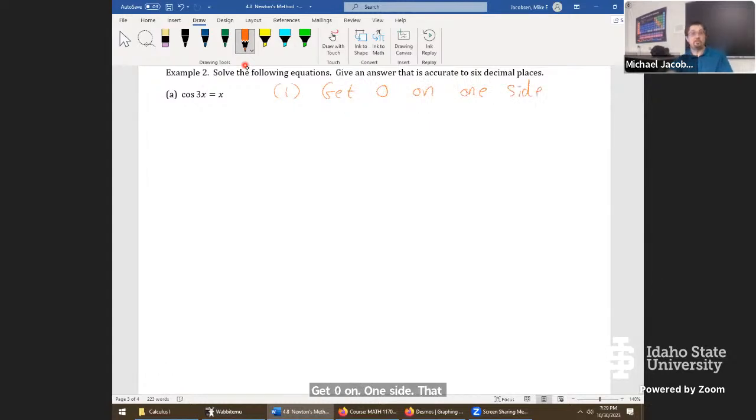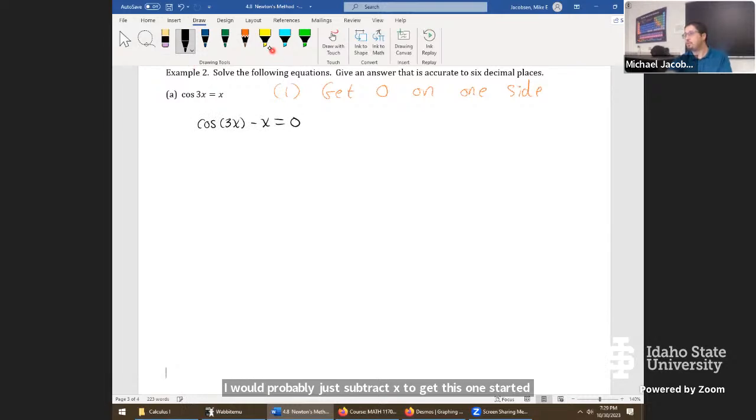That means there's really 2 ways to do this problem. Some people might subtract cosine 3x. Some people might subtract x. But your solutions will agree. So all roads lead to Rome on this. I would probably just subtract x to get this one started. So you have cosine of 3x minus x equals 0. That's still highlight worthy because that's how the procedure starts.